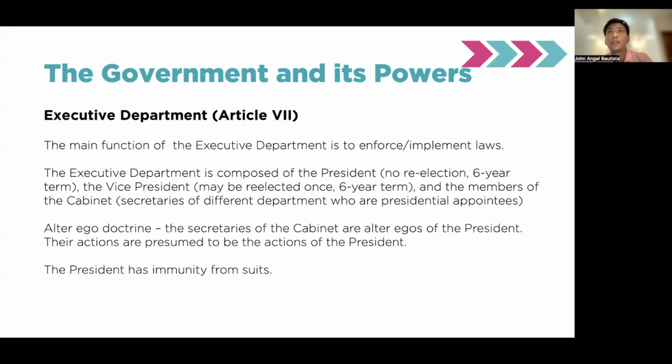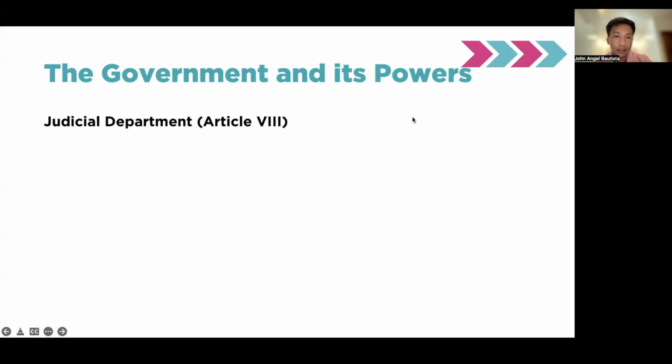Siguro one of the more important na immunities ng president is that he is immune from suits. So for 6 years, hindi siya pwedeng kasuhan. Someone should be happy. Okay. So the president has immunity from suits. Why is that? Kasi the president, gaya nga ng sabi ko kanina, has so much to do, and if he will have to entertain every suit that is hurled against him, mawawalan siya ng oras for other things na more important. And finally, we have the Judicial Department, which is Article 8.